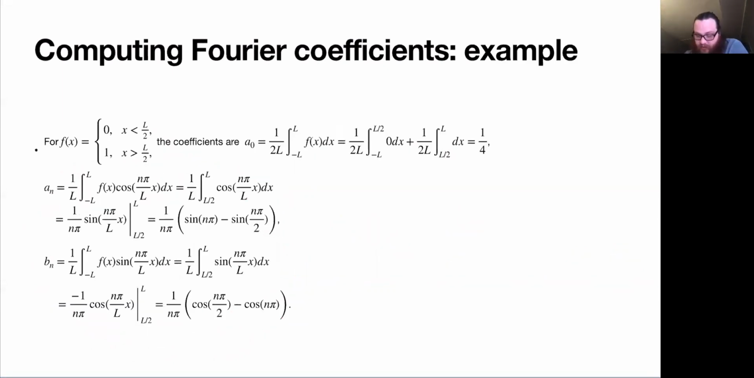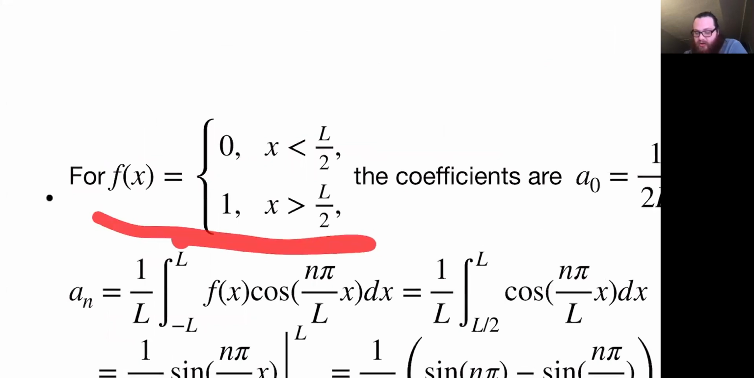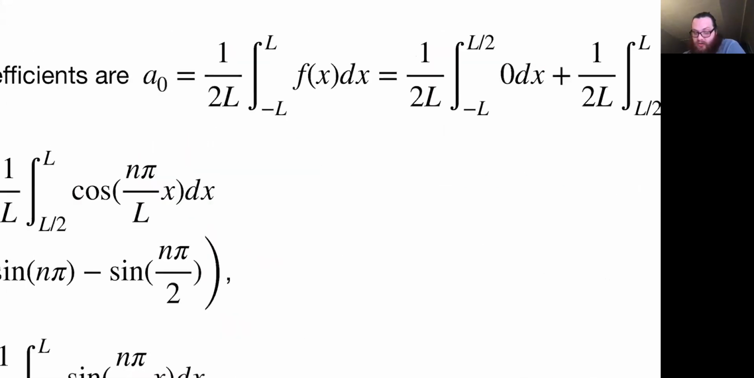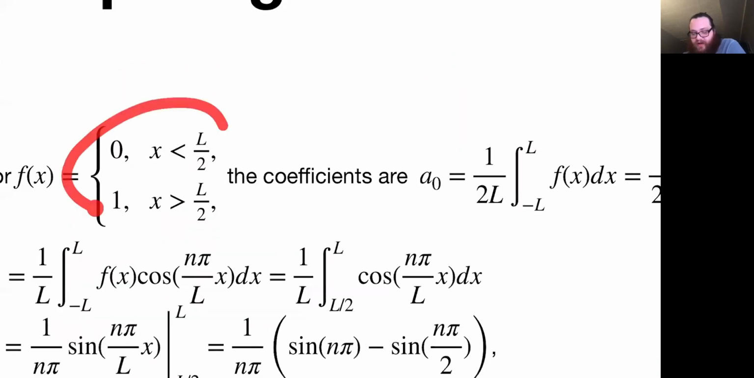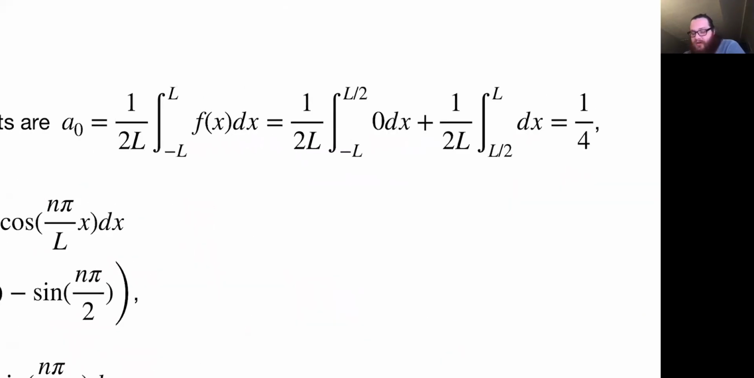And so the question is, for this function that we looked at before, what are the coefficients? It's probably no surprise: if we just use the formulas, we can explicitly compute what these are. So for the constant term, by definition, this is what the coefficient is. To actually evaluate this, since our function is defined in a piecewise manner, we have to split up the integral. So first we evaluate the integral from negative L to L over 2, and then plug in the value of the function. The value there is 0.